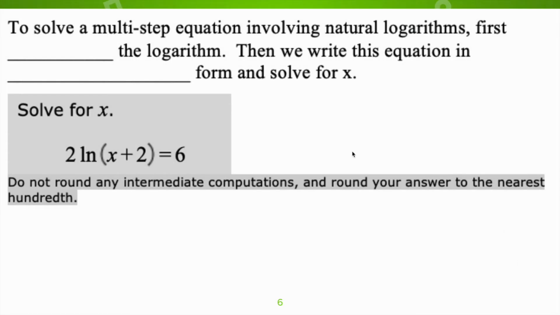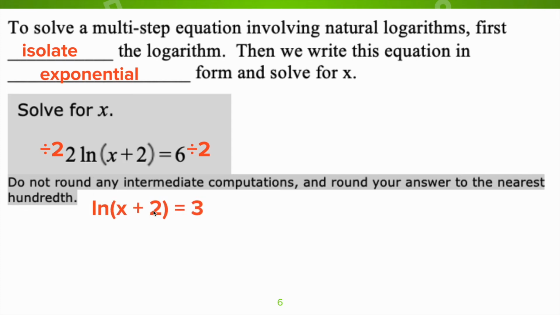So we're going to try that one more time. We have to solve a multi-step equation involving natural logs: first isolate the logarithm, then write the equation in exponential form and solve for x. So we're going to isolate the logarithm. I don't want this 2 in the front, so I'm dividing by 2 on both sides. So I end up with the natural log of x plus 2 equals 3.